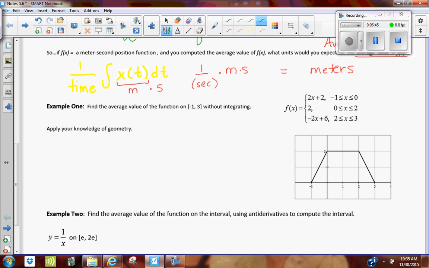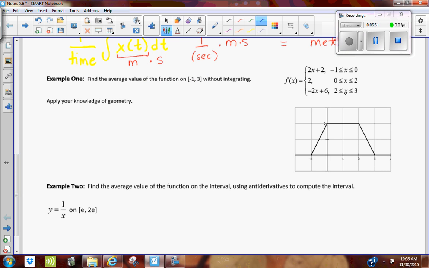Okay, example 1. Find the average value on this function without integrating. I gave you a piecewise function. You're not going to use that at all because I just gave you the graph. I was just telling you how I made the graph. So how do you find the average value from -1 to 3? I want the average y value. So take a guess. Where do you think the average y value is going to be?